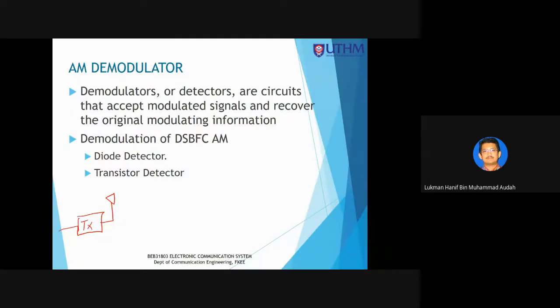So before this, we have seen the modulator circuit. Modulator is located at the transmitter where it will do the process of modulation. Okay, dia akan buat proses modulation.